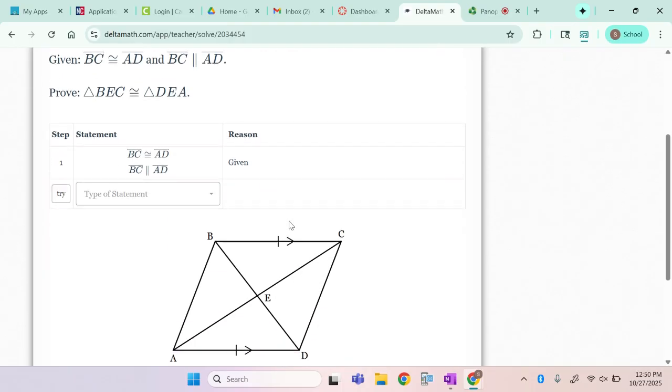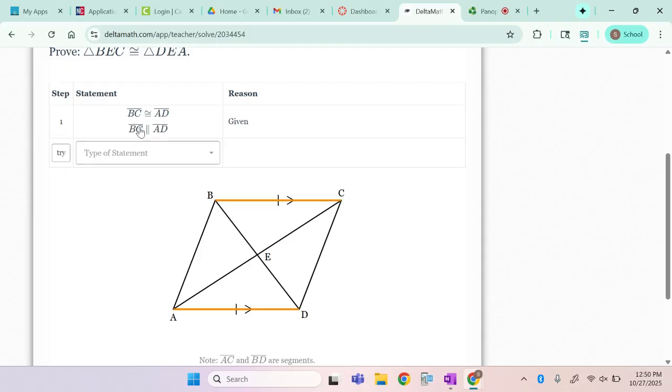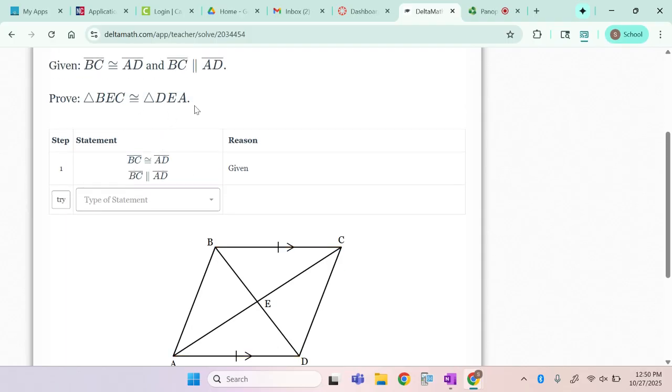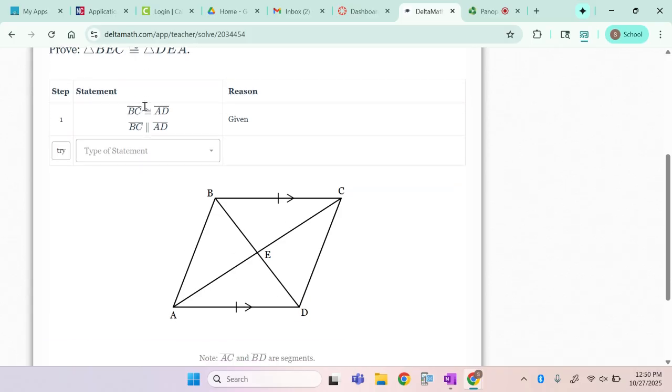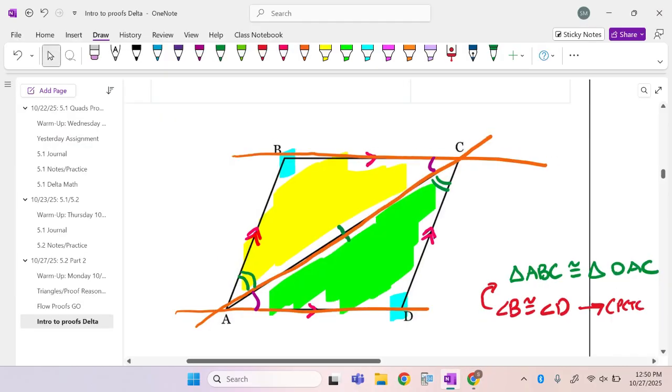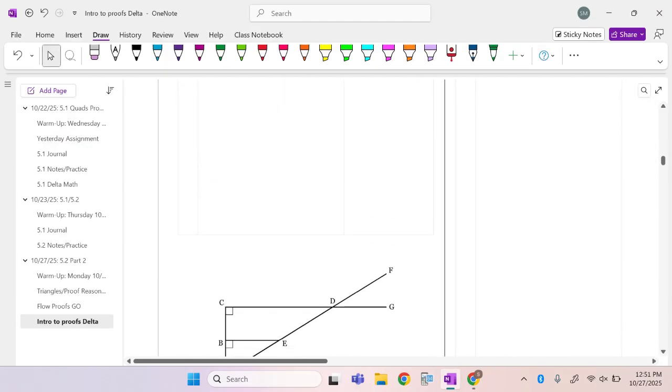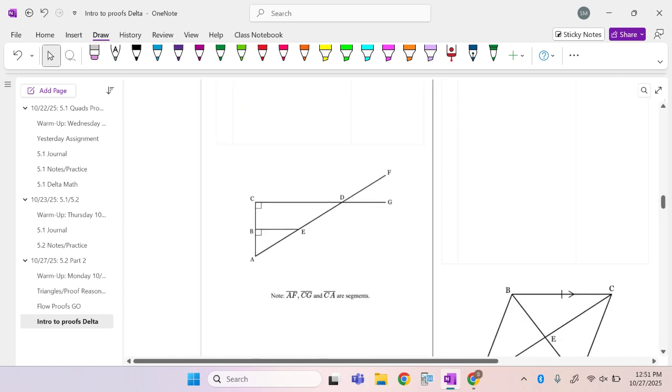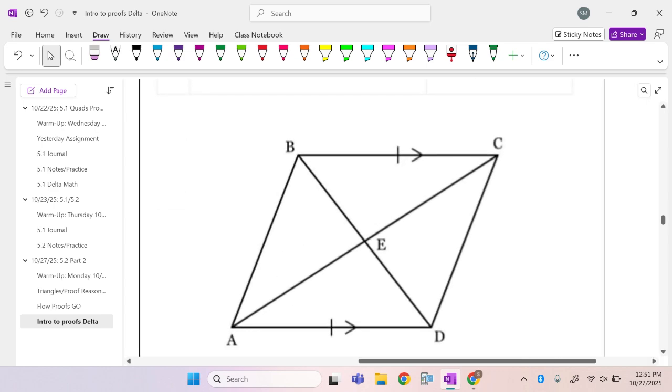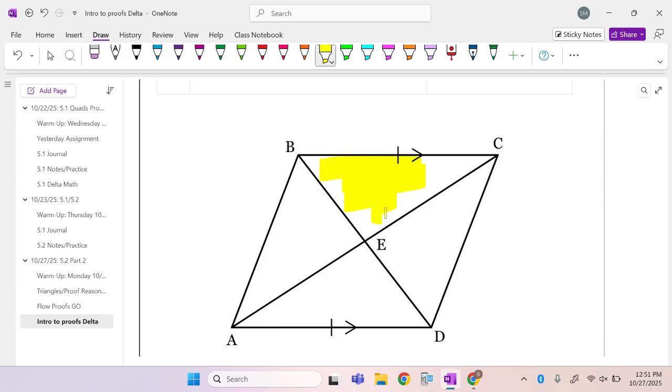So, guys, I'll help you figure out where to start. First off, look at your givens, okay? And look what you're trying to prove. So, you're trying to prove triangle congruence, all right? So, kind of think about a plan of attack. So, if you're trying to prove that BEC, so I think this is 6, if you're trying to prove that this triangle is congruent to this triangle, they already gave you a side that's congruent.